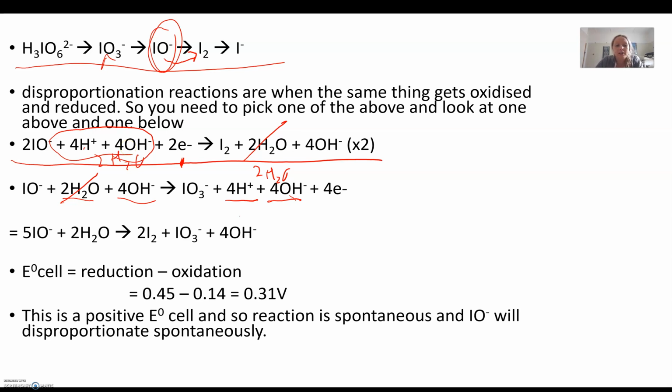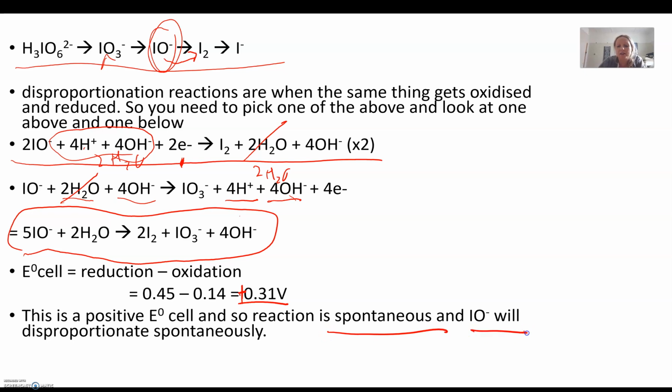And then you can add everything together in your 2 reactions, and you should get this overall equation hopefully, and then we can do reduction minus oxidation using the cell potentials from the previous slide, and you'll see that this is a positive 0.31 volts, and because it's positive, this reaction is spontaneous and IO will disproportionate, which is quite cool.